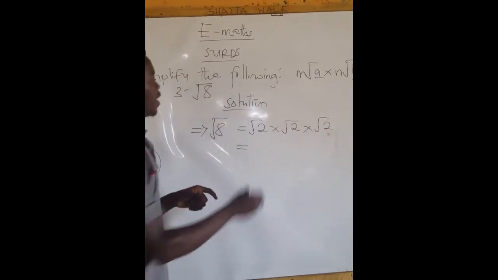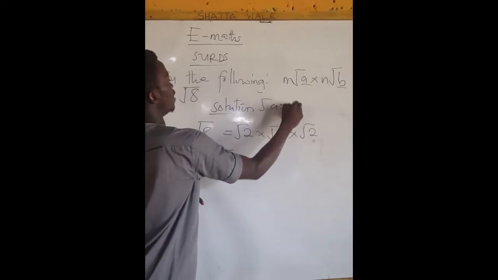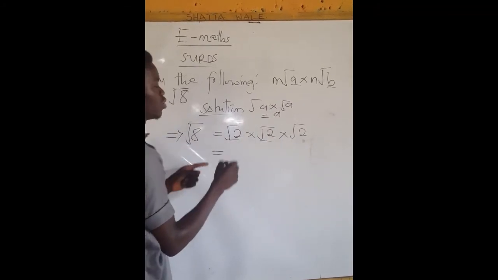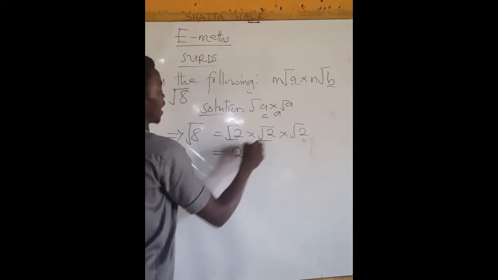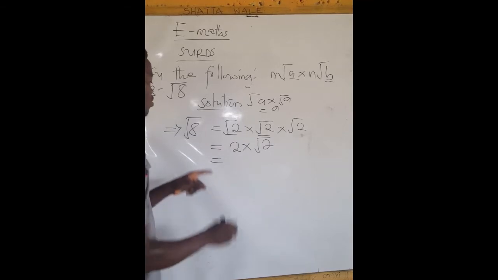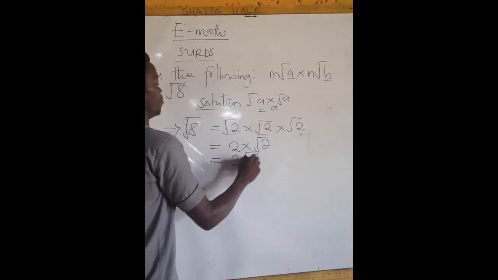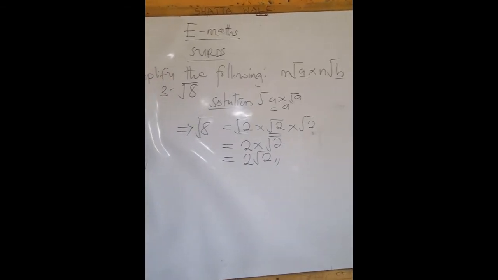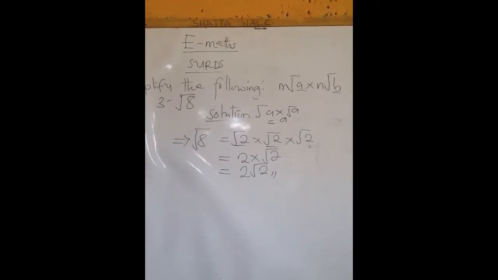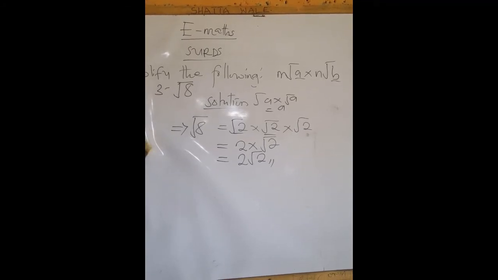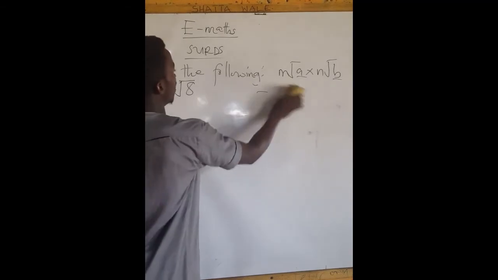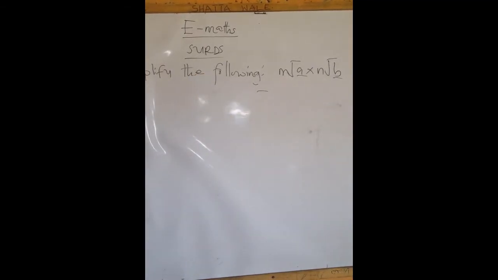Now by the first law, we have root A multiplying root A to be what? A. So here root 2 multiplying root 2 will give us what? 2, times your root 2. Now 2 times root 2 will give us what? 2 root 2. So when you simplify root 8, you are going to get 2 root 2. Now the next example. That's example number 4.